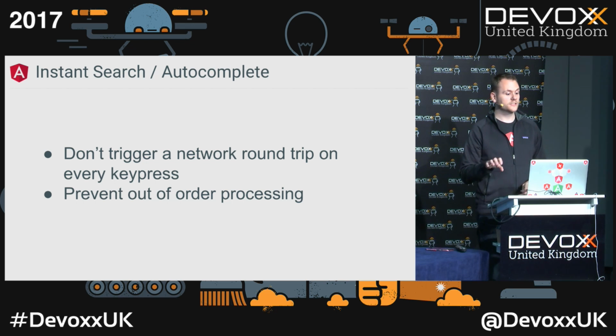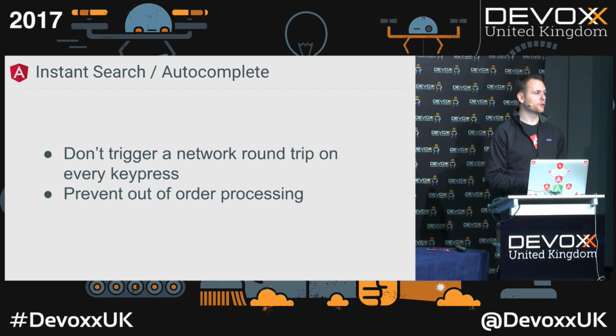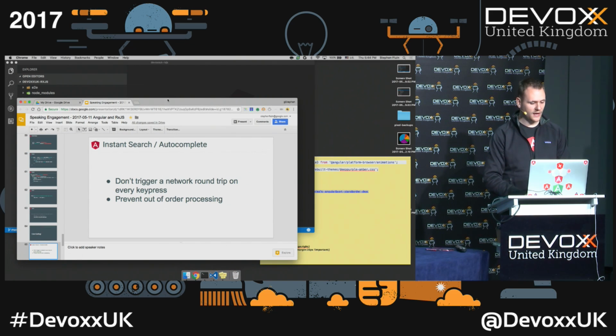Our success criteria here is we don't want to be triggering another network request every time the user hits a key, and we'll actually build it that way to start, and we'll see why that's bad. We also want to avoid something called out-of-order processing, where maybe one of my responses that I sent later comes back first, and now my data is stale and out of date. So I'm going to jump over to the IDE here.